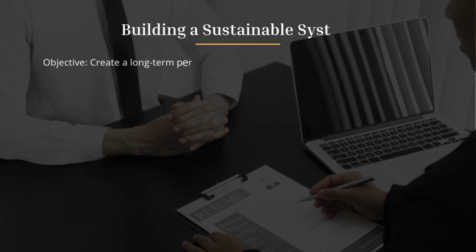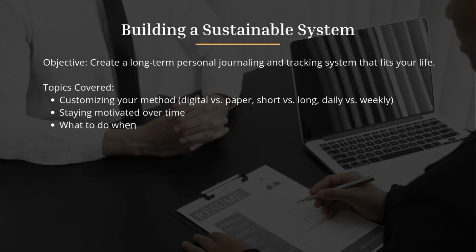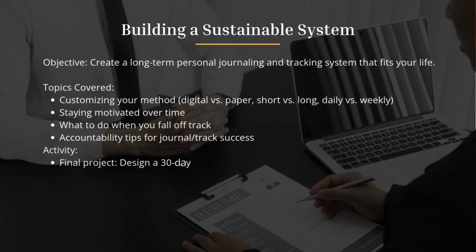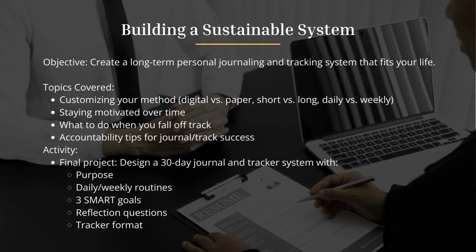Building a sustainable system. Objective: create a long-term personal journaling and tracking system that fits your life. Topics covered: customizing your method, digital versus paper, short versus long, daily versus weekly. Staying motivated over time. What to do when you fall off track. Accountability tips for journal/track success. Activity: final project: design a 30-day journal and tracker system with purpose, daily/weekly routines, 3 SMART goals, reflection questions, tracker format.